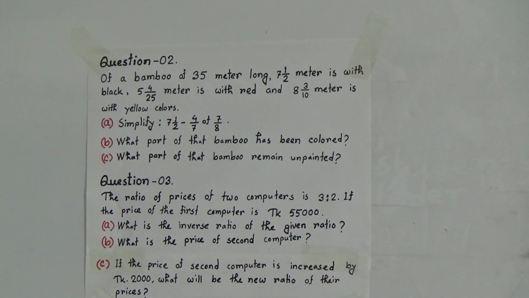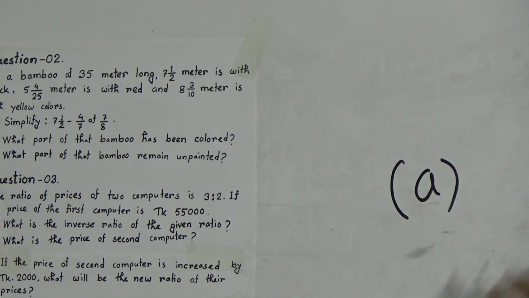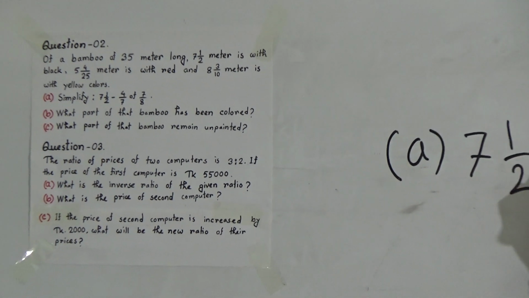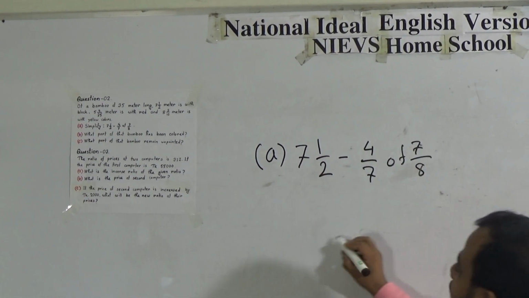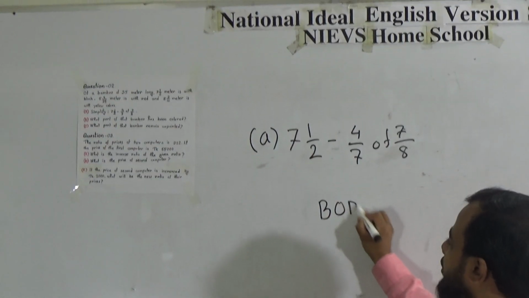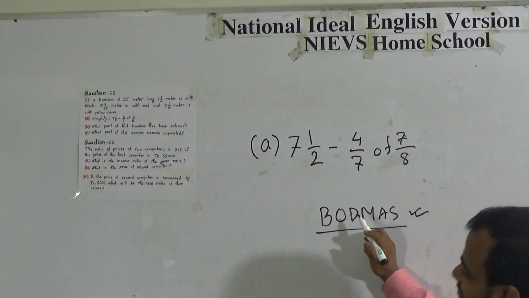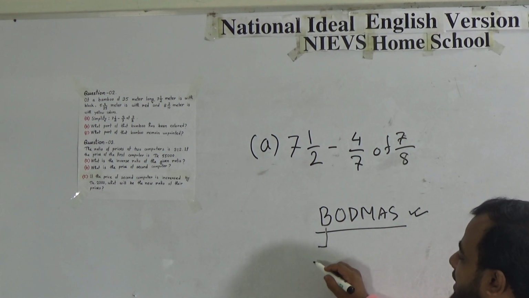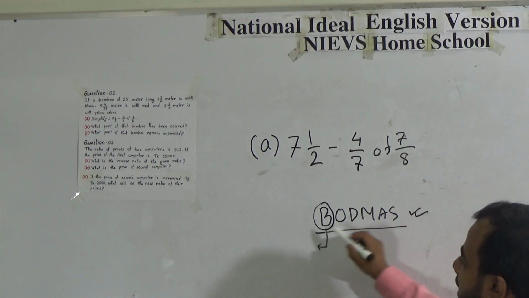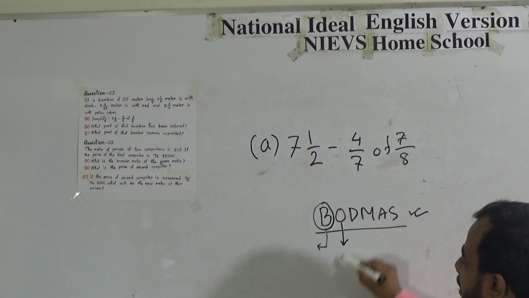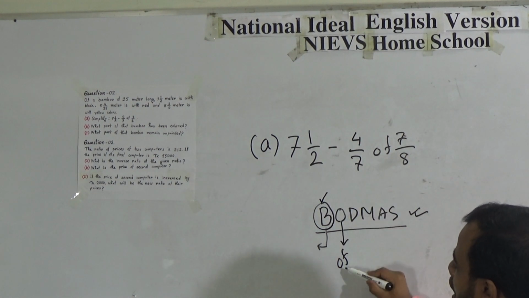To simplify this one, look at the board. We have to know the rules of the BODMAS process. This is given: 7.5 minus 4 by 7 of 7 by 8. B-O-D-M-A-S, BODMAS, is the formula to solve a simplification. B means bracket. That means we have to do the work of the bracket first. After that, we have to do the work of "of" first.